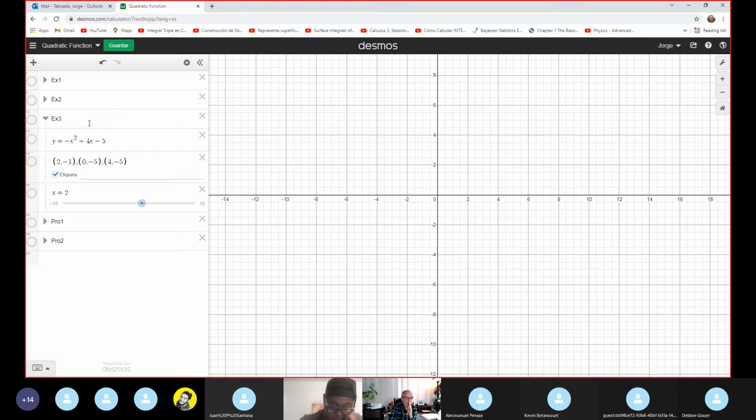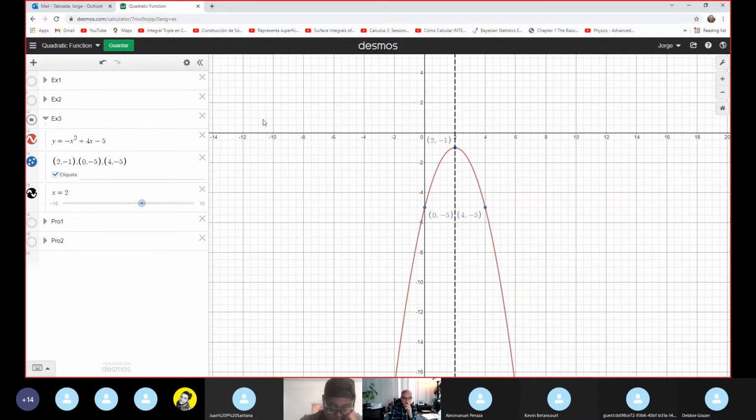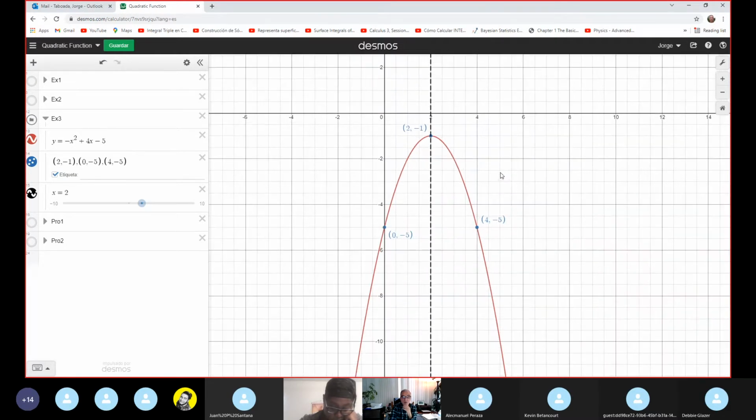This is the original equation. The most important point is the vertex. I found (2, -1). I determined the y-intercept is (0, -5). And using the axis of symmetry, I determined the image of this point is (4, -5). Why 4? Because the distance between the axis of symmetry and the y-intercept is 2, and 2 plus 2 is 4, because it's the same distance.